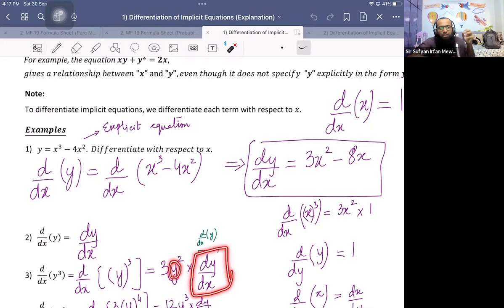So whenever it is a term of y, it will not be differentiated with respect to x and we'll get dy by dx. In implicit equations, we always differentiate with respect to x, and if there is y involved, it will not be differentiated, and out of that, we are going to get dy by dx.